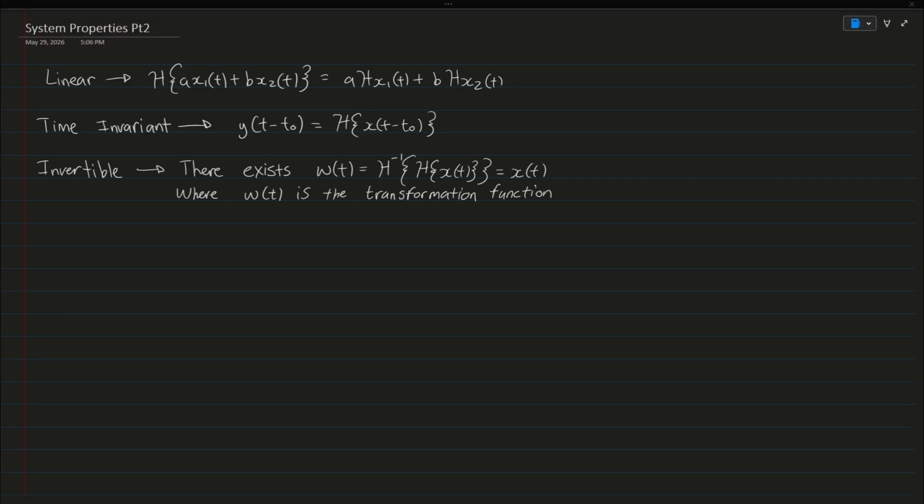Hello everyone, today we're going to talk about linear, time invariant, and invertible signals.